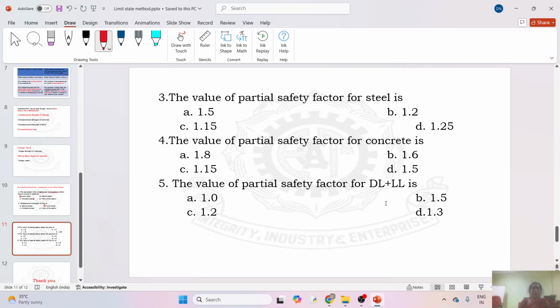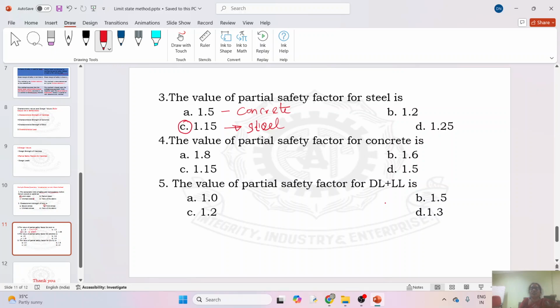The third question is: the value of partial safety factor for the steel is... 1.5 is for the concrete. Concrete's partial safety factor is high because we cannot maintain the quality of concrete. There are lots of variations in the quality of materials and curing. So that's why we have considered 1.5 partial safety factor here. For steel it is 1.15. So the answer is 1.15.